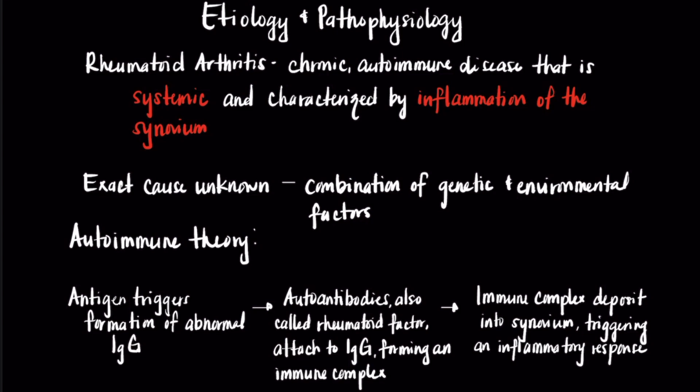The specific etiology for rheumatoid arthritis is unknown, but it is likely from a combination of genetic and environmental factors. The most widely accepted theory regarding the cause of rheumatoid arthritis is the autoimmune theory. The autoimmune theory starts off when a certain type of antigen triggers the development of abnormal IgG, which then leads to the formation of autoantibodies called rheumatoid factor, which then form an immune complex with IgG. These immune complexes then deposit into the synovium of the joint, triggering an inflammatory response.